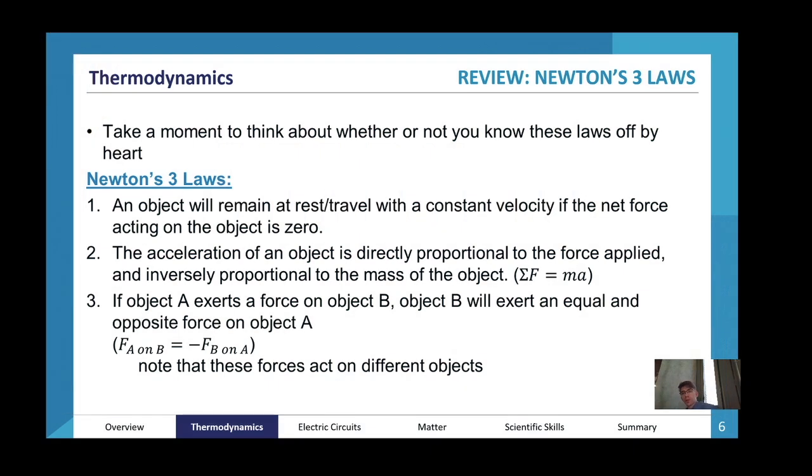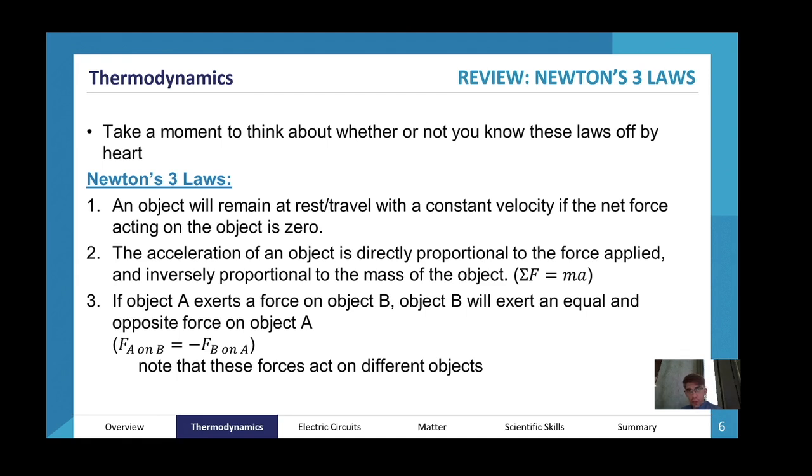Take a moment to think about whether or not you know these laws off by heart. The three laws of motion by Newton. The first law states that an object will remain at rest or travel with a constant velocity if the net force acting on the object is zero.